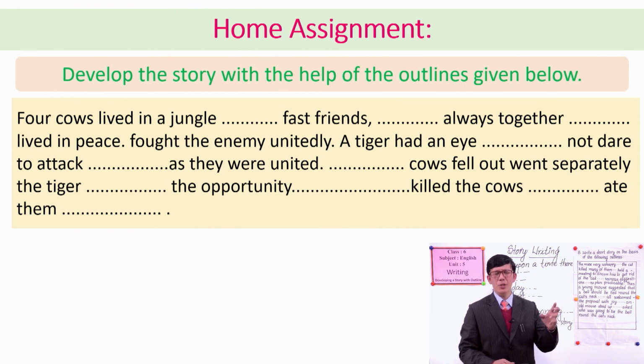Four cows lived in a jungle. Fast friends, always together, lived in peace, fought the enemy unitedly. A tiger had an eye on them, did not dare to attack as they were united. Cows fell out; separately, the tiger got the opportunity, killed the cows, ate them. These outlines will help you to develop the story.